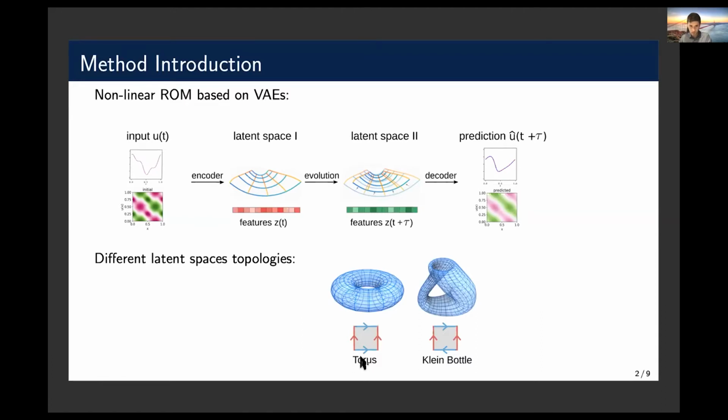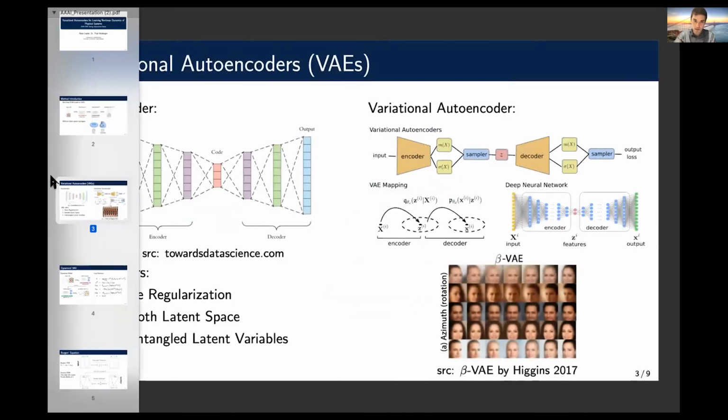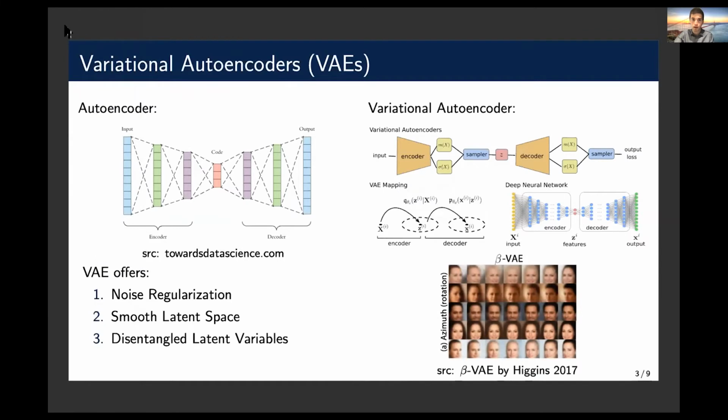So we test both VAE as a non-linear reduced order model and these different topologies on both parametrized PDEs and mechanical systems as well. To talk about VAEs as a dynamical system, first I'd like to start by just going over variational autoencoders.